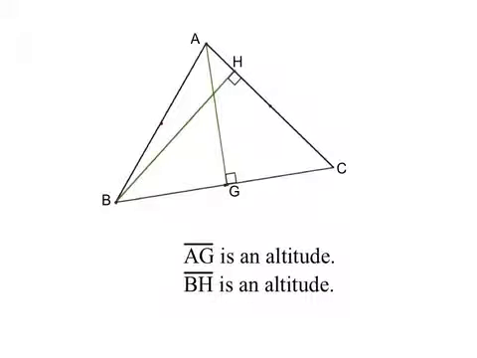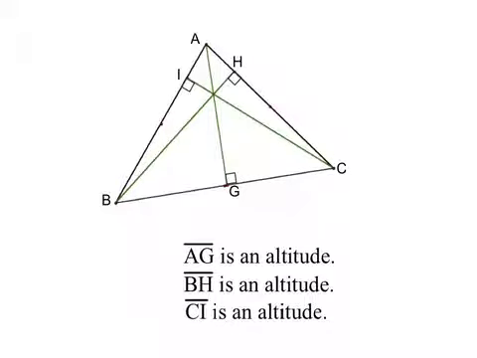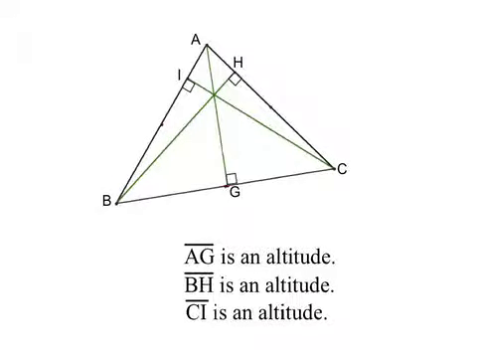Here's another altitude, BH. It goes from B to the opposite side AC, and a third altitude, CI. From each vertex, there's an altitude to the opposite side. These altitudes all appear to be concurrent. So once again, we're going to look at some other triangles and their altitudes to see if this is a special case or whether the altitudes of all triangles have a point of concurrence.